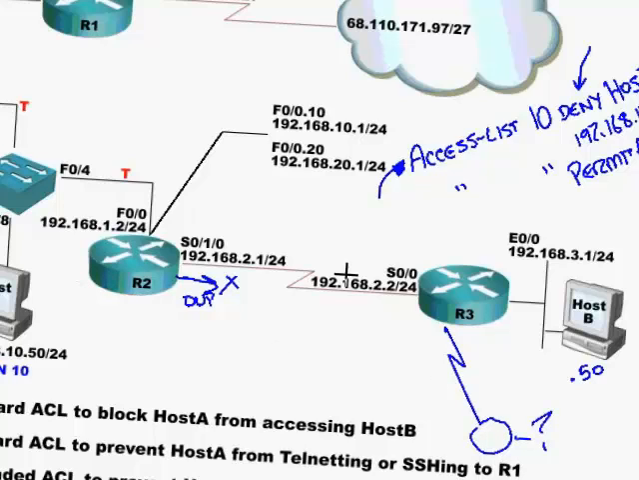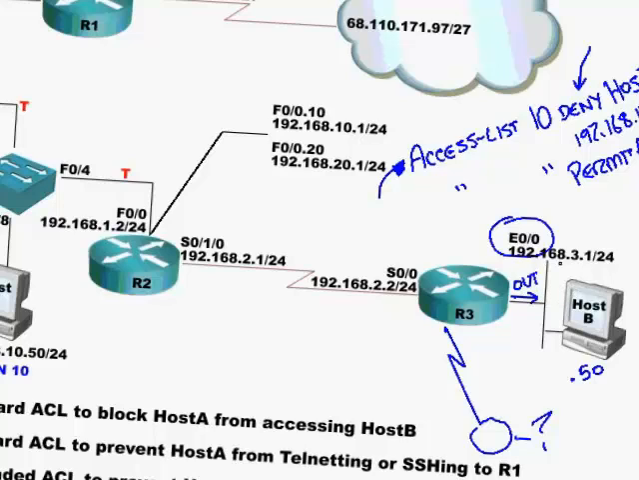So where is the best place to put this access list, and in what direction? Well, if we look at the diagram, the best place is to put it at 192.168.3.1, Ethernet interface 0/0, and we want it out. This is the best place because it specifically denies host A from accessing host B.